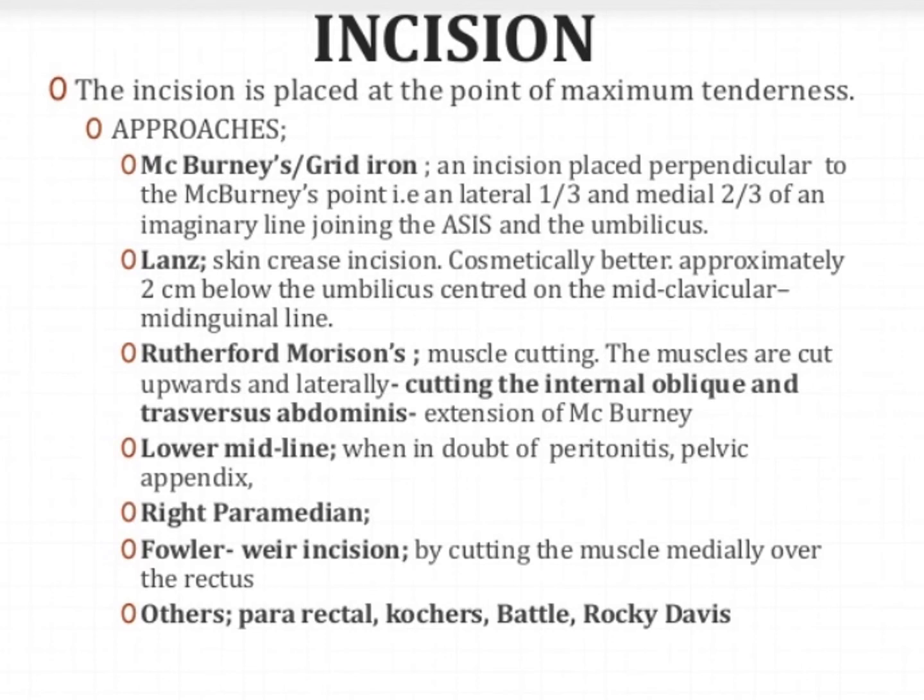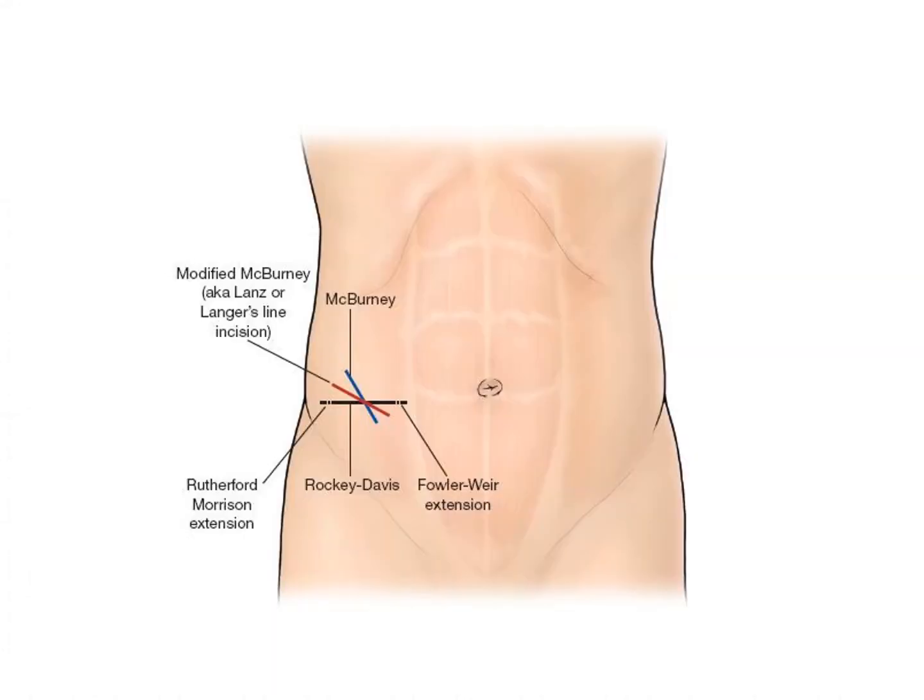McBurney's point is a point on an imaginary line taken from the anterior superior iliac spine up to the umbilicus, at the junction of the medial two-thirds and the lateral one-third, where this perpendicular incision is given. The other preferred incision is the Lanz incision. It is cosmetically better, a skin crease incision, approximately 2 cm below the umbilicus, centered on the mid-inguinal line. The other incision is Rutherford Morison, where McBurney's incision is converted into muscle cutting. Then it can be performed by the lower midline, right paramedian, or various other approaches.